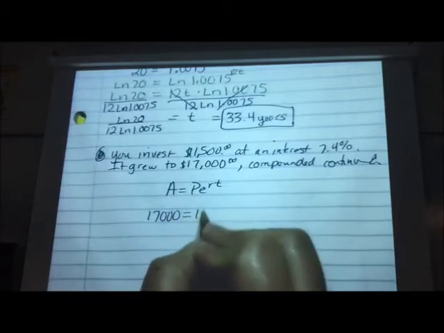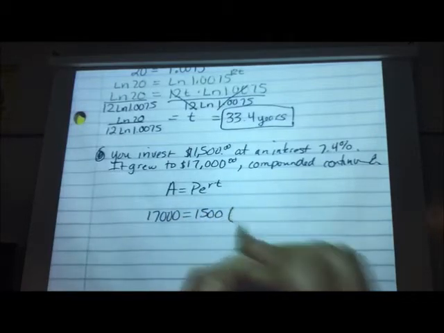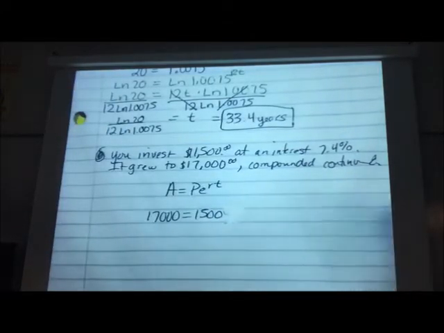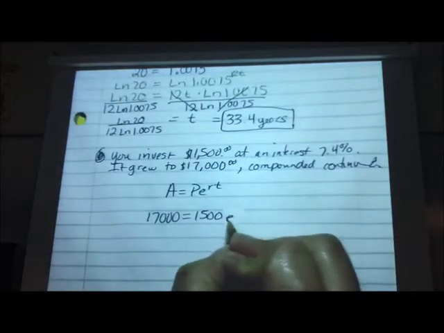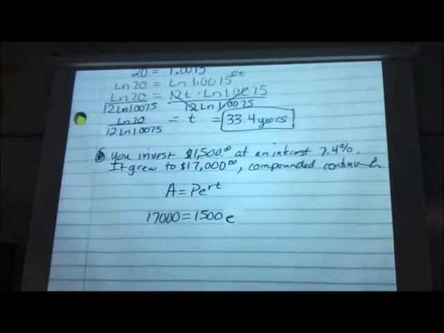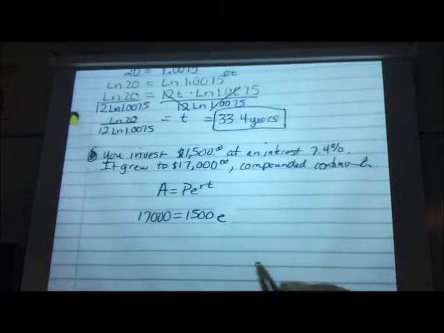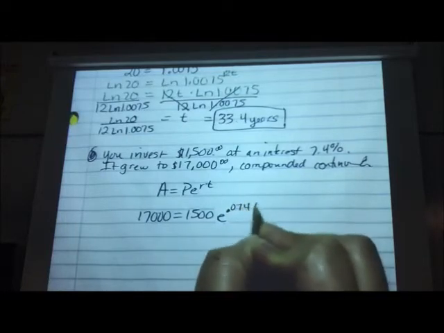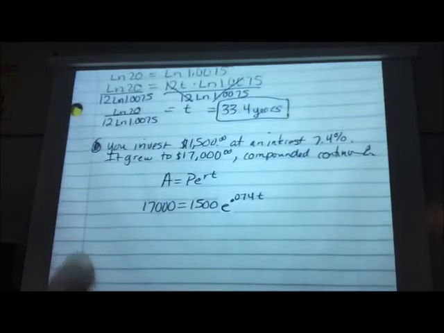So, how much money do we end up with? 17,000 equals 1,500. The E stays there. And of course, the question is how many years? What do we do for the percent? 0.074 times t. So this one's a little bit easier because we don't have so many numbers and there's only two steps.